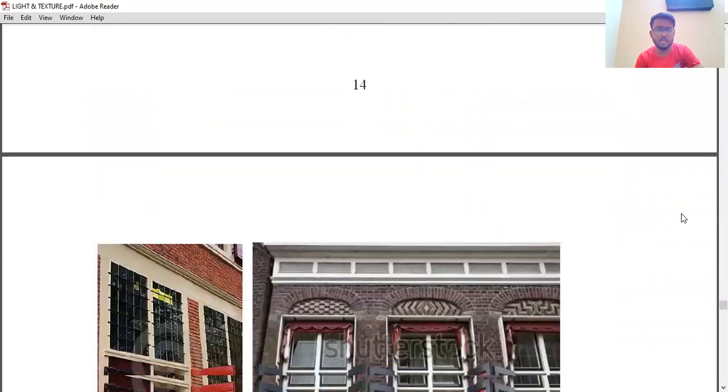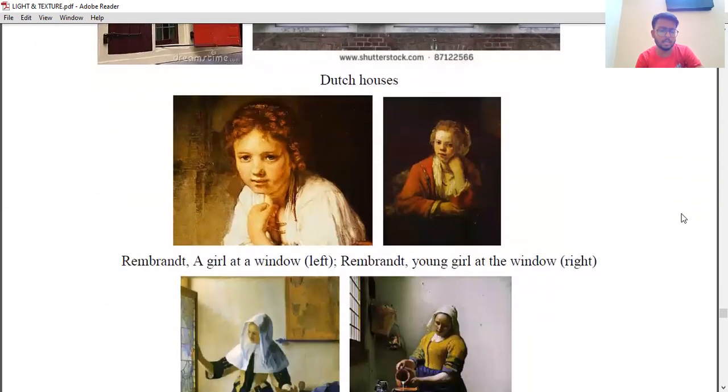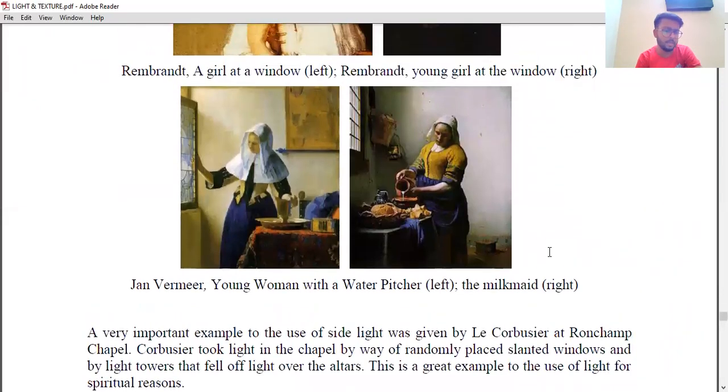So we get to see how these things have been used. Further, again, some examples of Dutch houses. The next one is a girl at a window on the left, and just remember the people who made it. The second one is again a girl at a window on the right. This is a young woman with a water pitcher, and the second one is the milkmaid. These are different pictures made by Jan Vermeer. The previous one was made by Rembrandt.